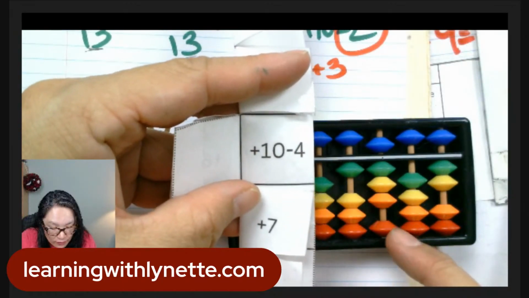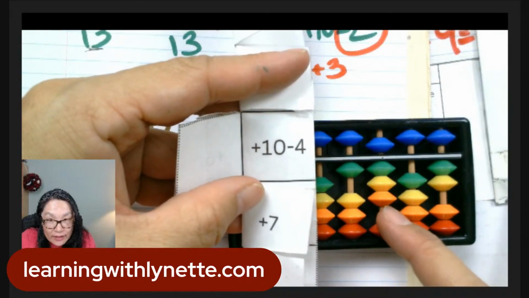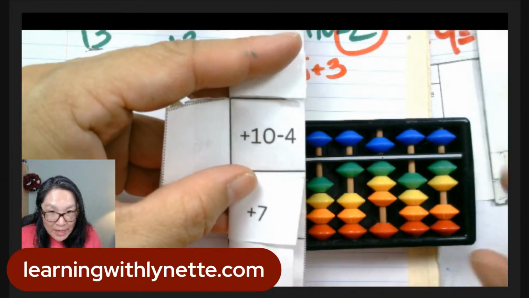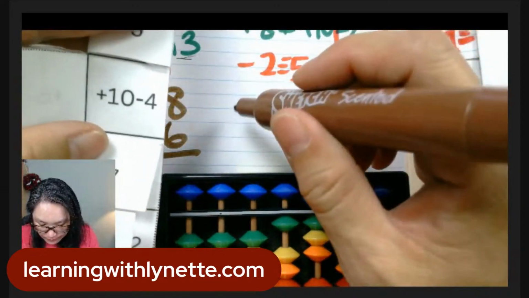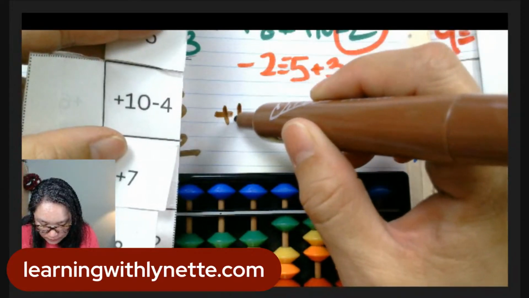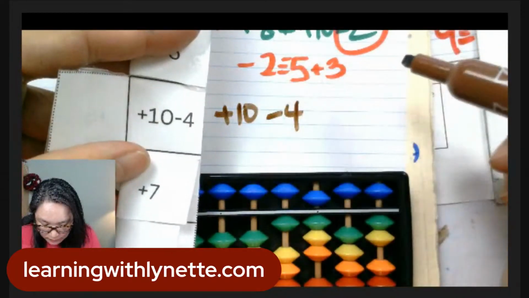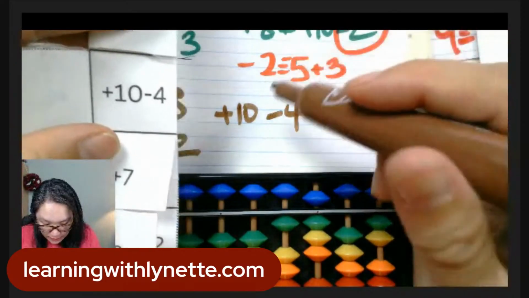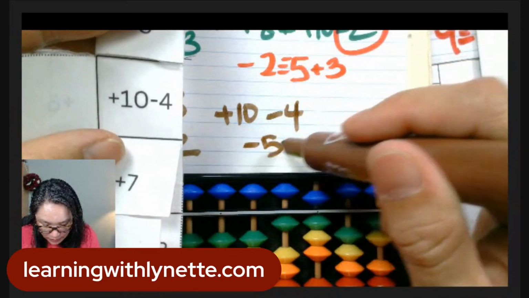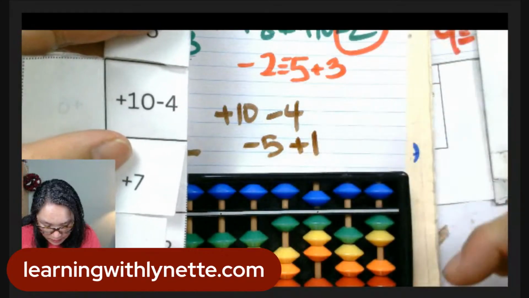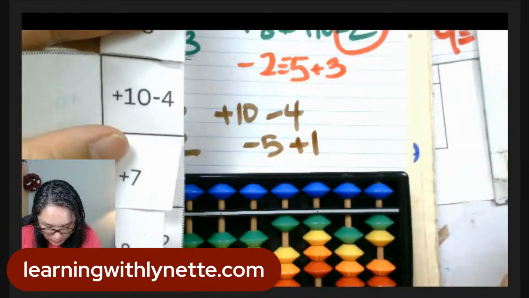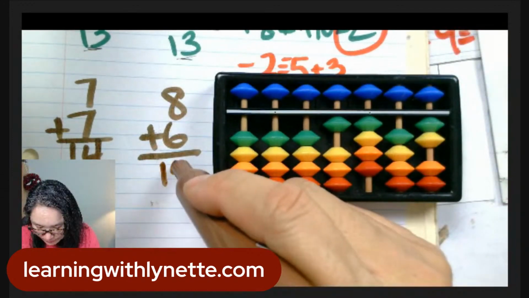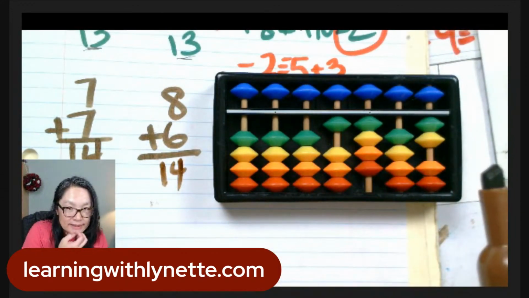Notice when I minus the 4, what am I going to do? I don't have enough. Can we do it? No, we can't. So what are we going to do? Minus the 4 is what? Yes, thank you, Sincere. Minus the 4 is equal to minus the 5 plus the 1. So my final answer is 14. Oh, that's convenient.